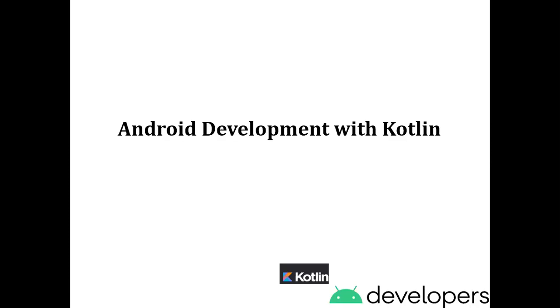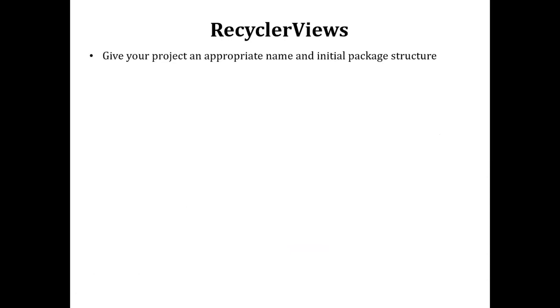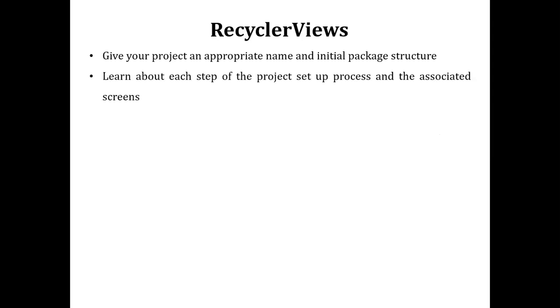So in the second part of Android development with Kotlin, we'll be starting with how to add recycler views into your Android application. In today's session, we'll be looking at how to give your project an appropriate name, as well as how to assign the initial package structure. Then we'll be learning about each step of the project setup process and the associated screens during the project setup process, and how to set up a new project.